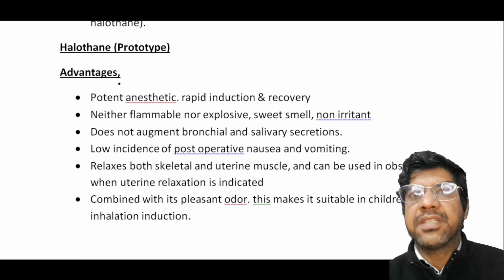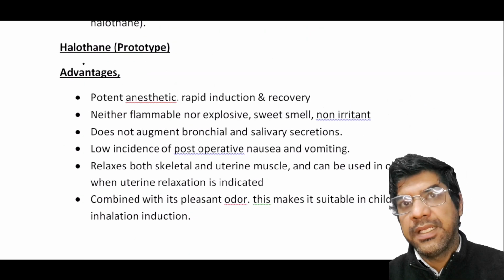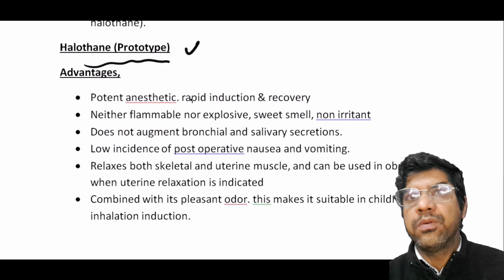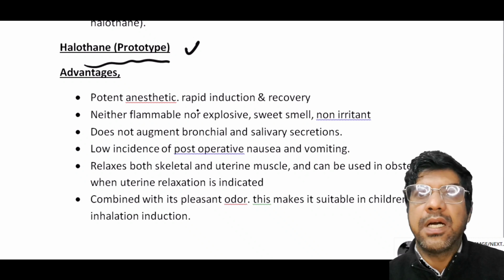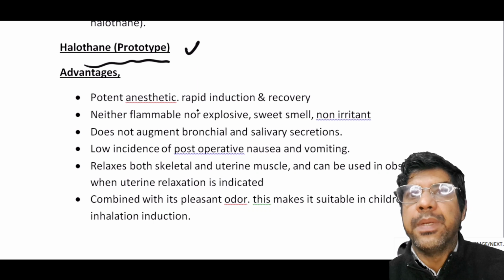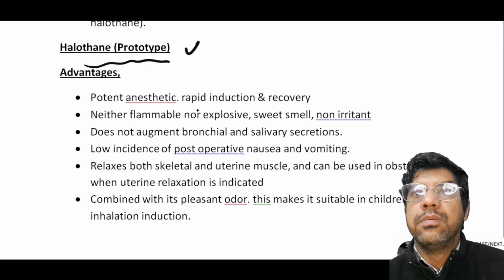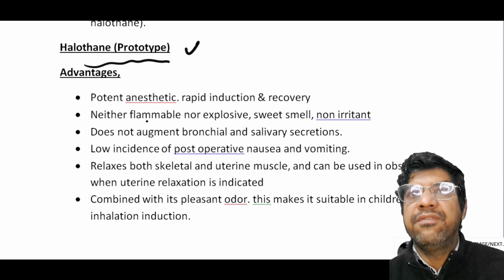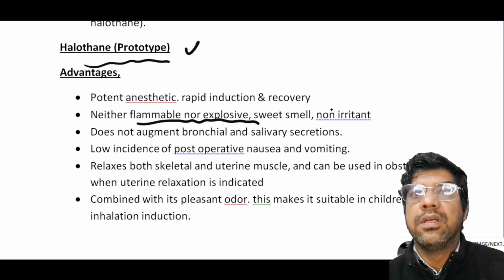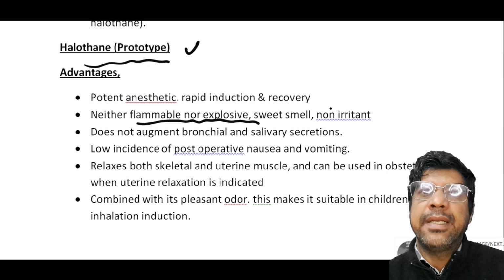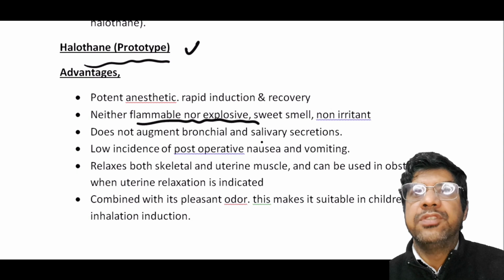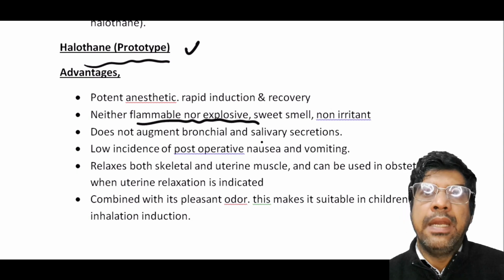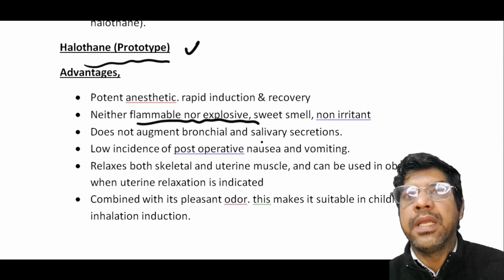Now let us discuss a few important general anesthetics. First is halothane. Remember, halothane is a powerful anesthetic that works fast, making both the start and the end of surgery rapid. It is not inflammable or explosive, and it has a sweet smell and does not irritate. It has minimal side effects. It does not increase mucus or saliva, and it has a low chance of causing nausea and vomiting after surgery.